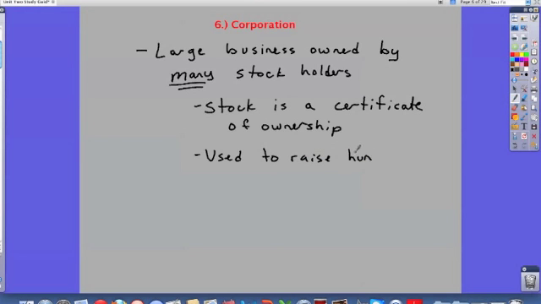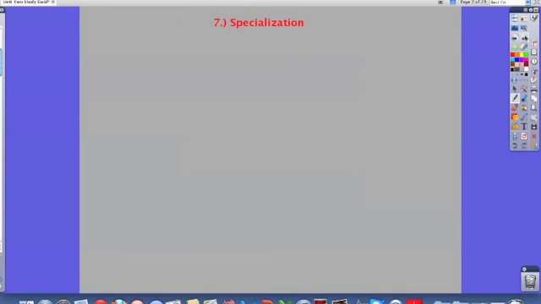But the big thing is here, and as you can see, I've already messed up. Corporations are used most often in order to make money for the business. Okay, they're used to raise funds quickly. Buying stock is a quick way for businesses to make a lot of money.